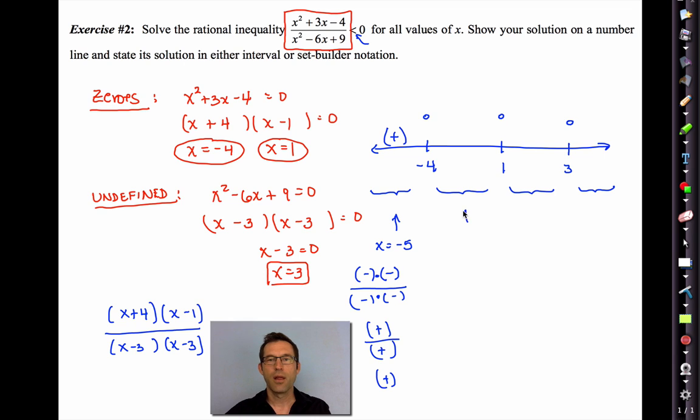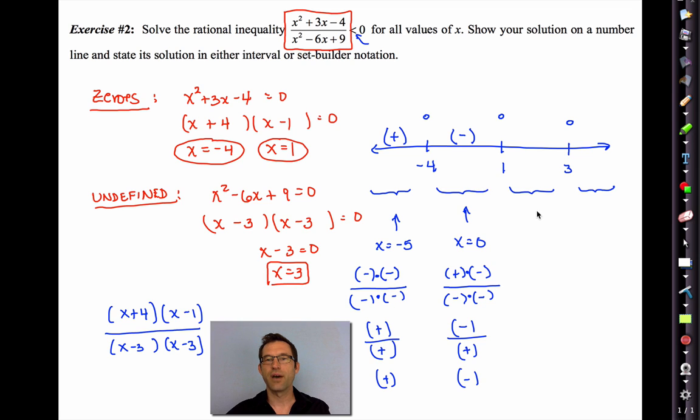All right. Let's try x equals, well, 0. That lies between negative 4 and 1. Let me put it into the first parentheses, and I get a positive. Then in the second parentheses, I get a negative. Then in the denominator, I get a negative, and I also get a negative. Again, remember that's multiplication and division. A positive times a negative is a negative. A negative times a negative is a positive, and a negative divided by a positive is a negative. So any number I pick in here is going to result in a negative.